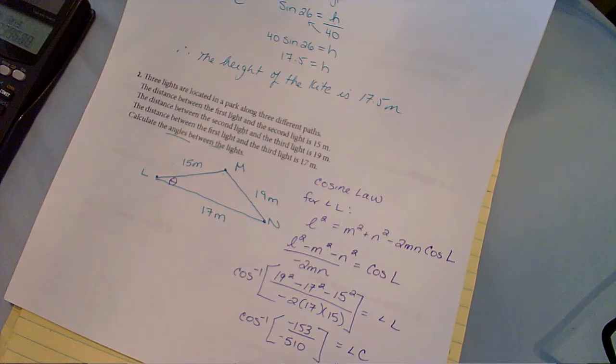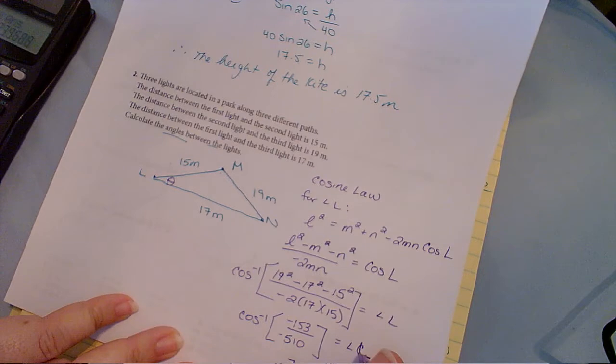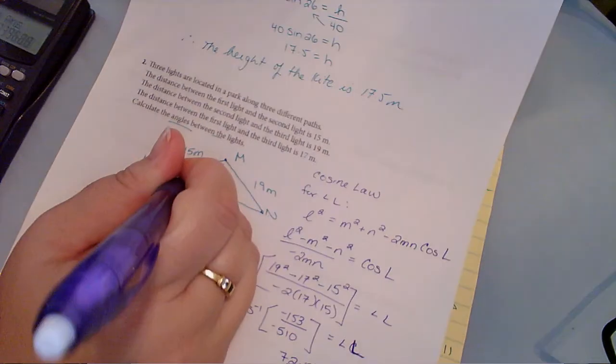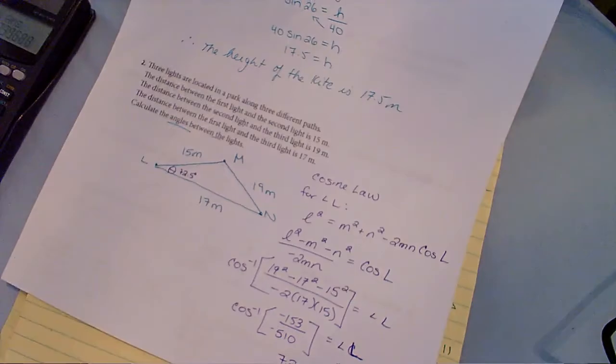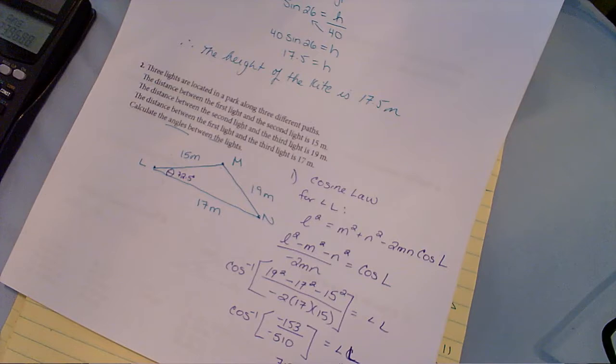Don't write the 0.3 down because that's not really important. I got 72.5 degrees. Sorry, not C, L. That's supposed to be an L. So angle L I got is 72.5 degrees in our corner there. So after you've done that, which was step 1, you now have to do step 2.